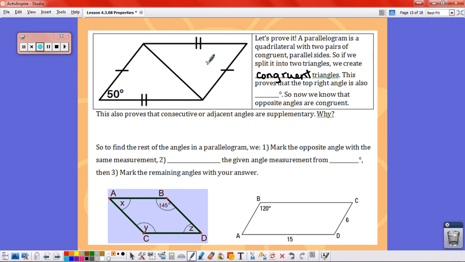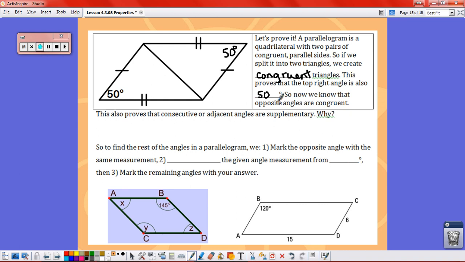We just have to rotate it in order to line it up with its pair. This proves that the top right angle is also 50 degrees, because if they're the same triangle and these sides make a 50-degree angle here, then they also make a 50-degree angle here. So now we know that opposite angles are congruent.